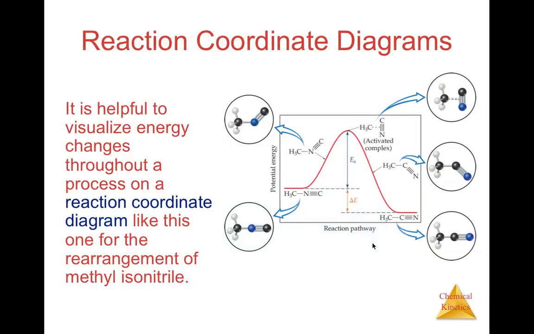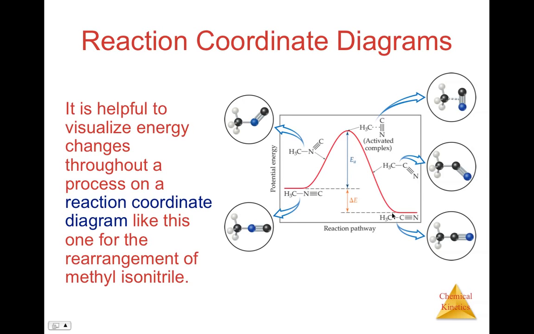It's helpful to visualize the energy change throughout a process on a reaction coordinate diagram like this one. This one happens to be the reaction coordinate diagram for the rearranging of methyl isonitrile. Notice we start with a certain amount of potential energy, which is on the vertical axis right here. And then the horizontal axis is the reaction pathway. Some people think of it as time, but it doesn't necessarily have to be that. Notice you have to obtain a certain amount of energy right here. It's called E sub A, the activation energy, before the complex can reach what's called the activated complex and split, and then it can react and form the new product, whatever it is.